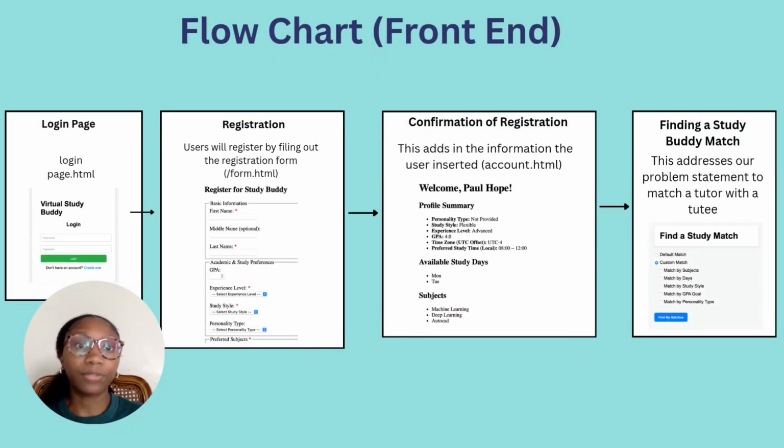This slide shows the front-end flow for our Virtual Study Buddy app. Users start on the login page, and if they're new, they go to the registration form to enter details like GPA, study style, and subjects. After registering, they see a confirmation page summarizing their profile. Finally, they reach the matching page, where they can request a tutor through a default or custom match based on availability and subjects. This flow helps personalize the experience and ensure users find the best study match.